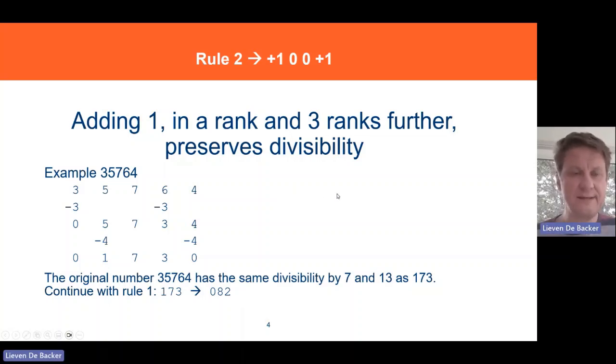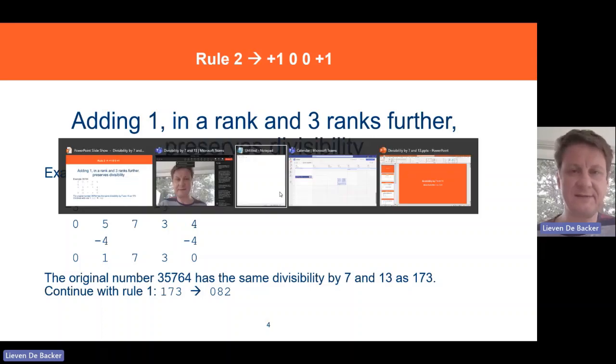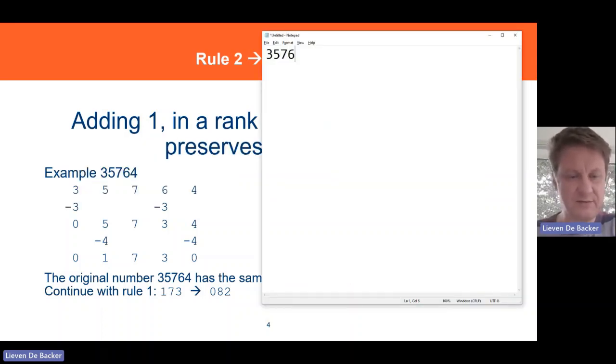In fact, this rule is a consequence of the rule number 1. So let's take this number 35764. I will show it to you. Let's here subtract, add, and subtract 3. So we subtract 3 from the first rank, we add 3 to the second rank, we subtract 3 from the third rank, and we preserve the other numbers. And now we do the same on the next level. So we subtract 3 here, we add 3 there, and we subtract 3 there. And that's the number we find in the second line here. So in fact, applying the rule number 1 on 2 consecutive places is rule number 2.